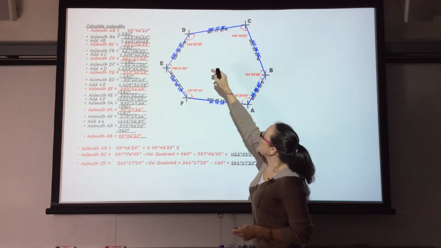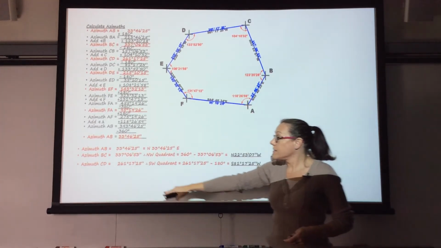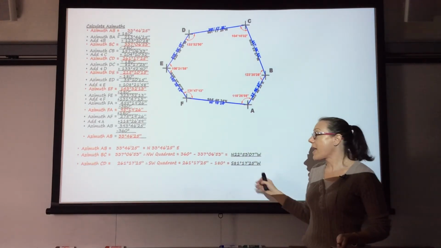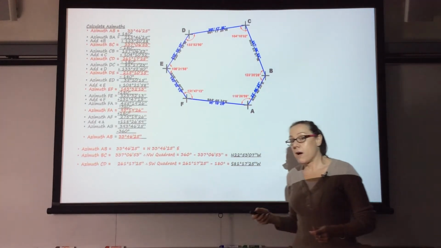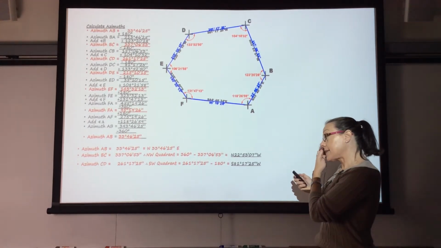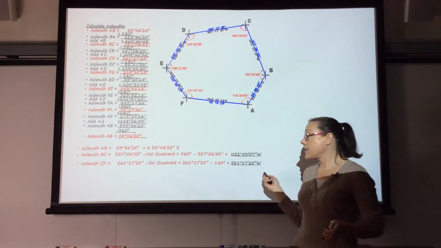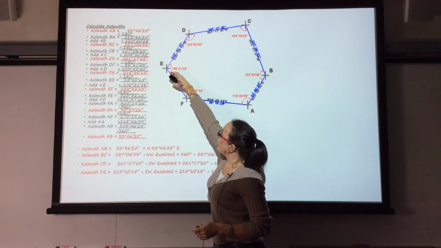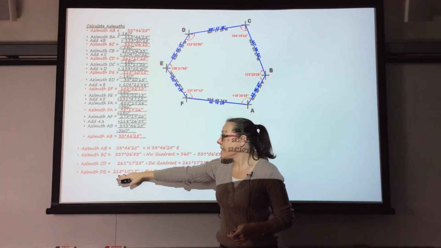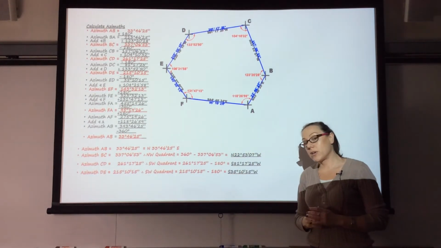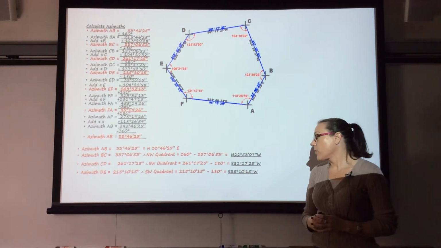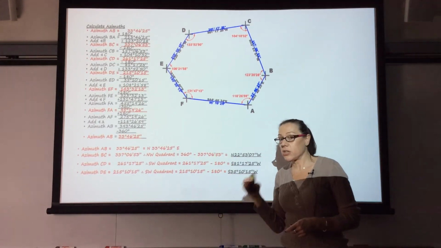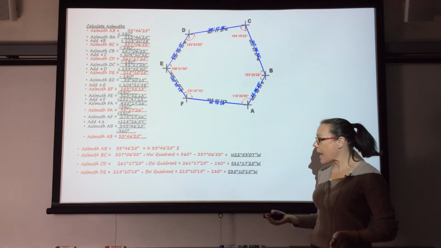The azimuth C to D, I can see is going southwest. And since the angle is 261, I know I'm in the southwest quadrant, so I have to subtract 180 from the azimuth, and that's going to give me a south 81 degrees, 17 minutes, 25 seconds west. The azimuth from D to E, I'm again going southwest, so I take the azimuth and subtract 180 from it, and it's going to give me south 35 degrees, 10 minutes, and 15 seconds west. You can just plug these into your calculators. I'm just explaining so you can see the pattern.